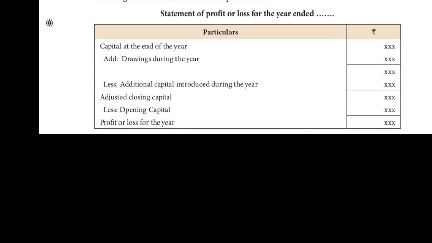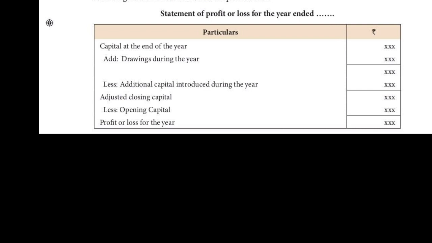So in the format method, what do we do? Capital at the end, add drawings during the year, then less additional capital introduced during the year, then you will get the value of adjusted closing capital, then deduct the opening capital, so you get whether profit or loss. But in our sum, they have given it as loss and the opening capital has to be found. So how will you find that?